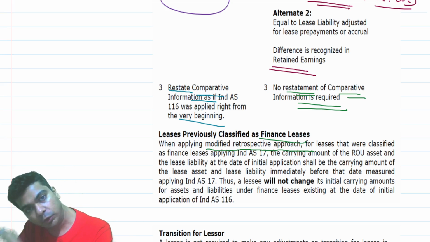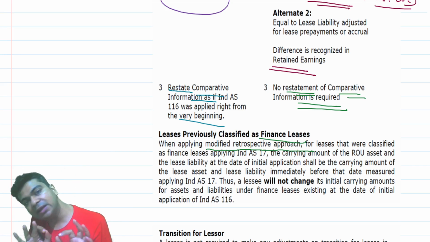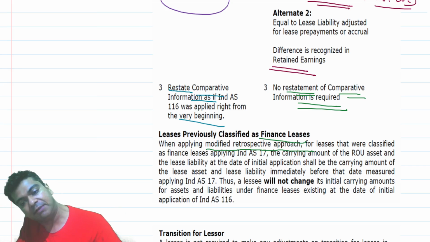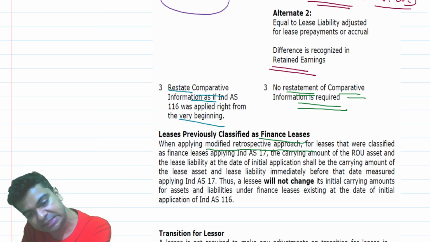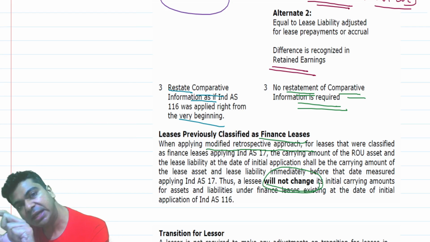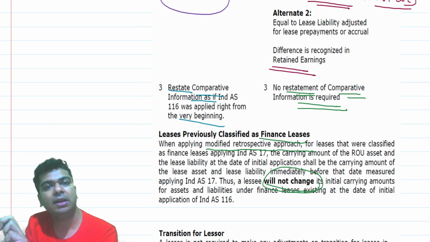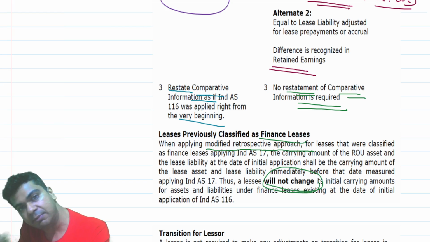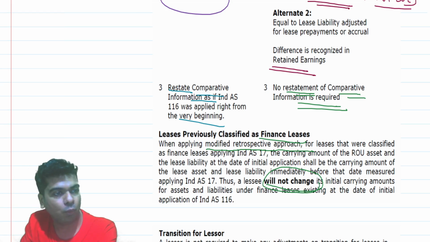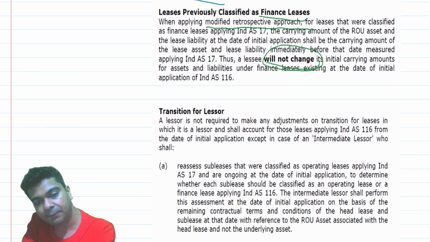So you already have balances of the ROU asset. You also have the balances of the lease liability. Just carry them forward. So they simply say that the lessee will not change, right? You will not make any changes. What is the balance of the asset as per Ind AS 17? That becomes the starting balance for Ind AS 116. What is the balance of the liability? That becomes the starting balance of the liability for Ind AS 116. So if you follow the modified retrospective approach, things will be much simpler.